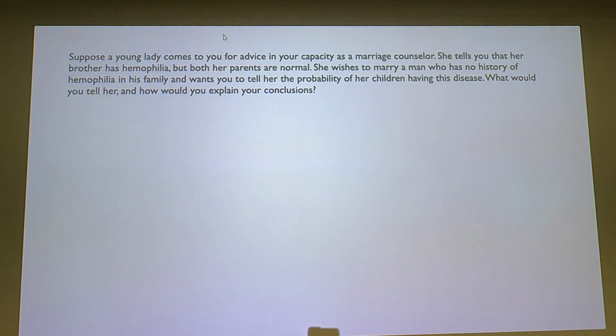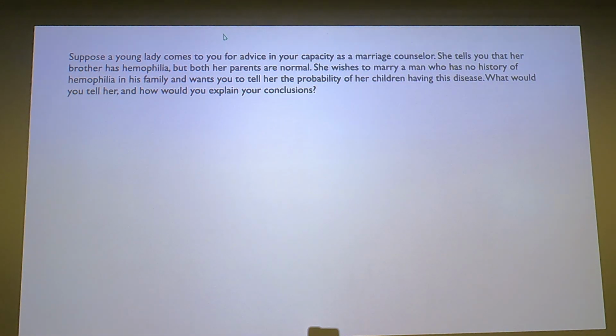Okay, here's a similar sort of question. So we got a young lady, she comes to you for advice. You're a marriage counselor now. And she tells you that her brother has hemophilia. I'm sorry to hear that. But both her parents are normal. She wishes to marry a man who has no history of hemophilia in his family. And she wants to know from you, what is the probability of her children having this disease? So what would you tell her?